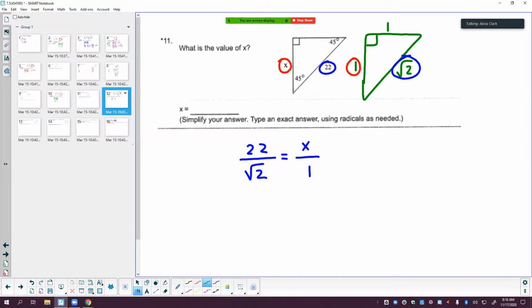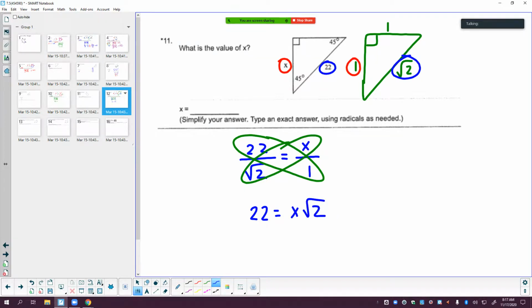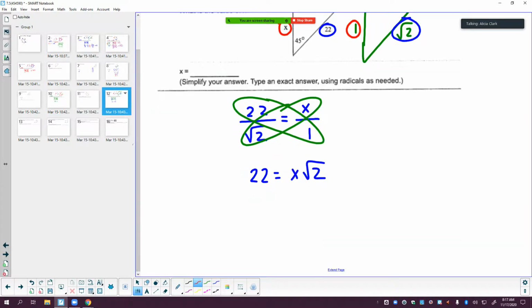Now if I cross multiply these two and these two, 22 times 1 is 22. Square root of 2 times x is x square root of 2. Now, here's the rationalizing part that most people have a little bit of trouble with. When I divide by square root of 2 on both sides, I cannot leave this as 22 over the square root of 2. You're not allowed to have a square root in the denominator. So to get rid of a square root, I'm going to multiply by whatever that square root says, square root of 2.